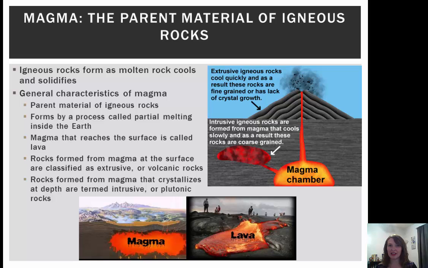I won't be quite as particular about the difference between magma and lava like I am about mineral and rock, but it is very important to distinguish the two. So rocks that are formed from magma at the surface are classified as extrusive. So it was magma, it's been extruded, becoming lava. So extrusive or volcanic rocks. Now, rocks formed from magma that crystallizes at depth are termed intrusive, because they're inside the earth, or plutonic rocks.